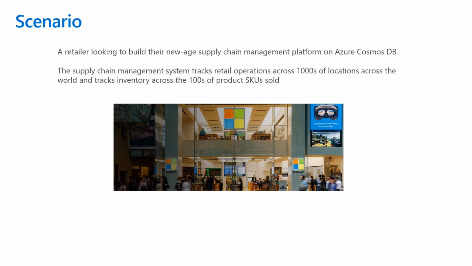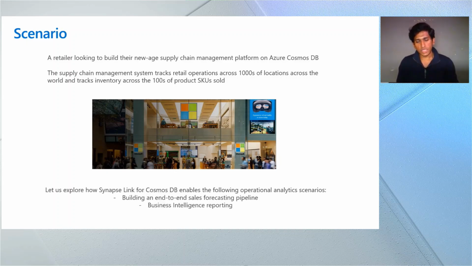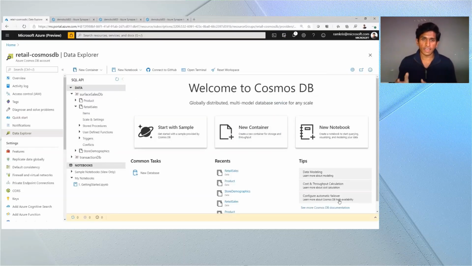Now, this supply chain management platform wants to track the retail operations across thousands of store locations for this retailer, as well as track the inventory across hundreds of product SKUs which this retailer sells. In particular, we're going to look at Synapse Link and what end-to-end scenarios this makes seamless right now. So two things we're going to look at. One is how you can build responsive business intelligence reports over all of this data in your supply chain management platform, and also how you can build end-to-end sales forecasting pipelines. So let's dive right into the demo with a prayer to the demo gods.